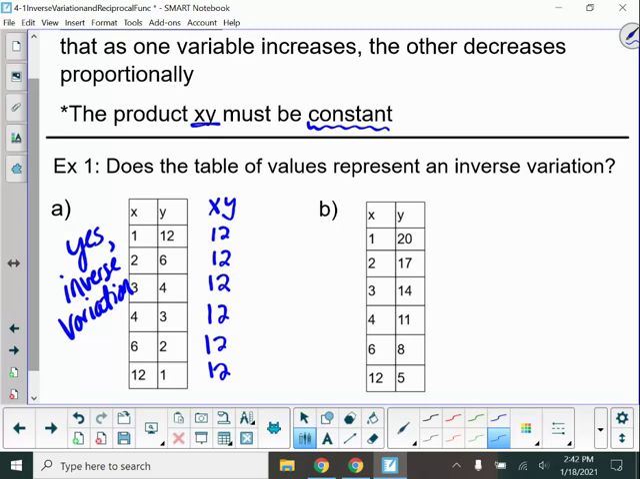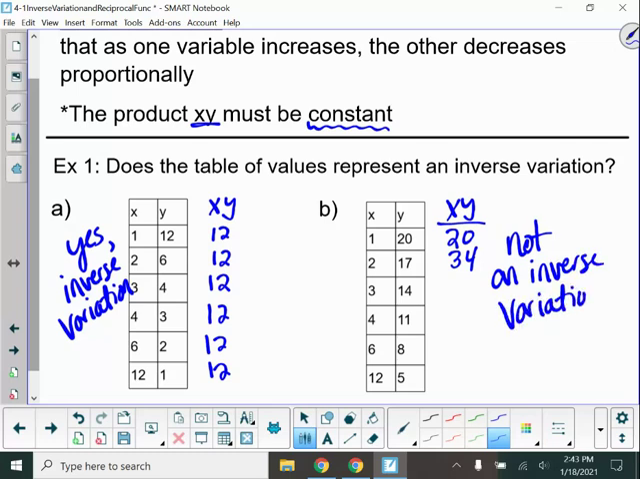If we look over at part B, if I start multiplying my x's and y's together, I get 20, I get 34. I actually don't have to go any further there because I already found something that does not work out. Even if there is something else here that would multiply to 20 or multiply to 34, they are not all the same constant value. So this one is not an inverse variation.